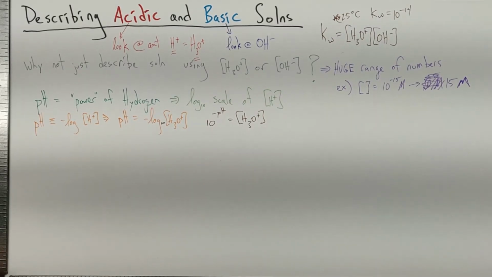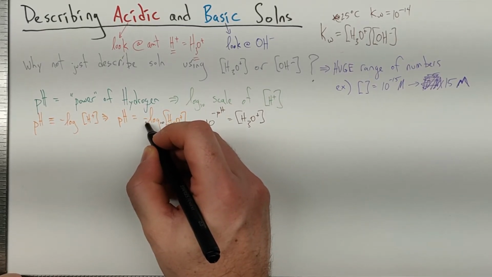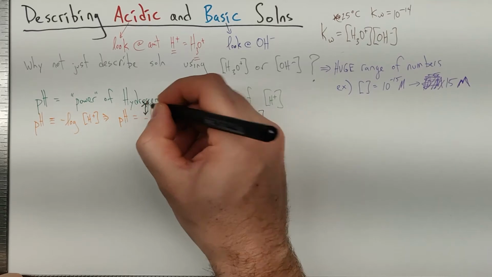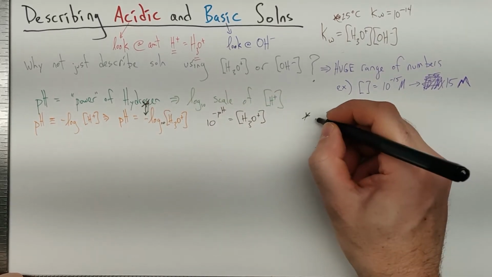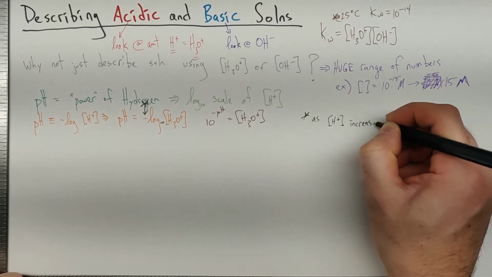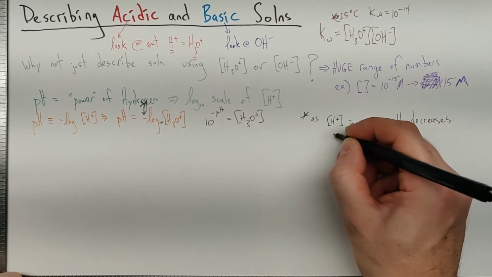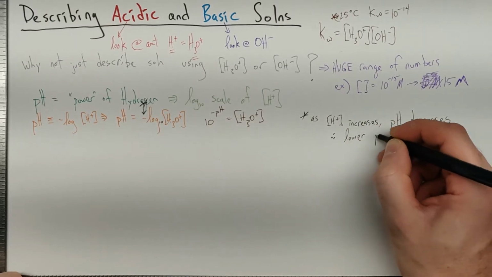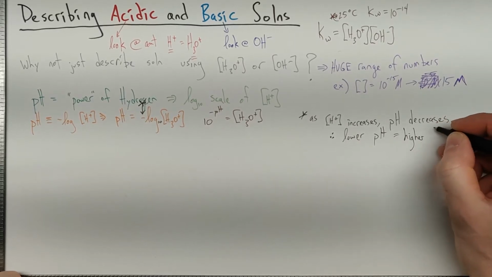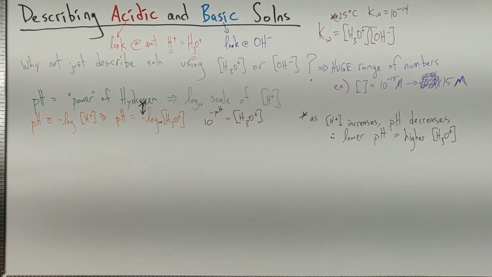I do want to mention, before I forget, that this negative sign right here means that as concentrations go up, the pH will go down. So we'll put this as fine print over here: as the concentration of H plus increases, the pH decreases. Therefore, lower pH corresponds with higher concentration of H3O plus. And that is because, once again, of that negative sign there.